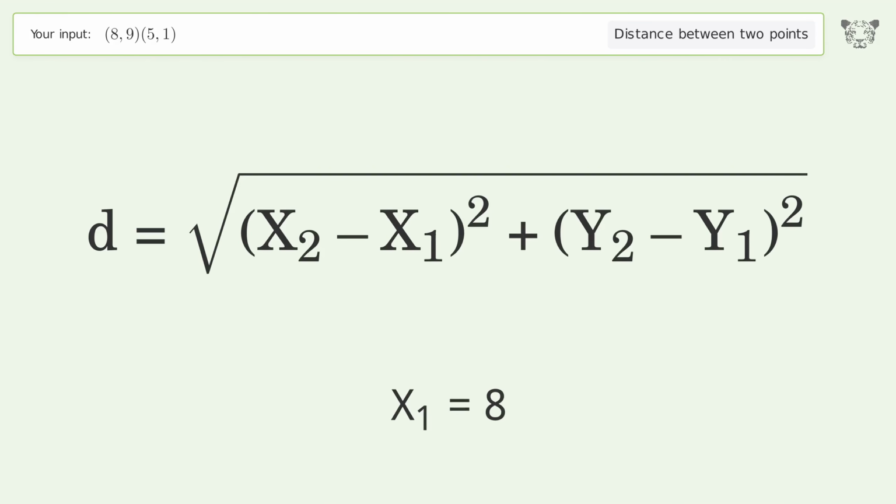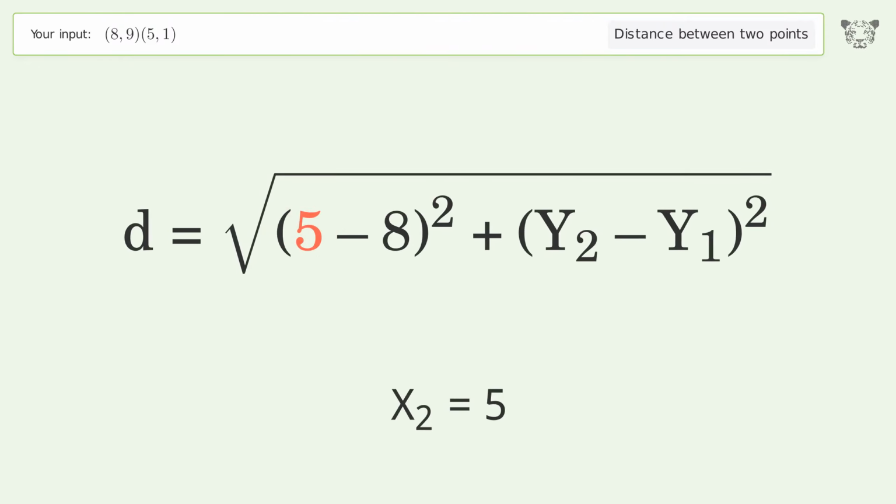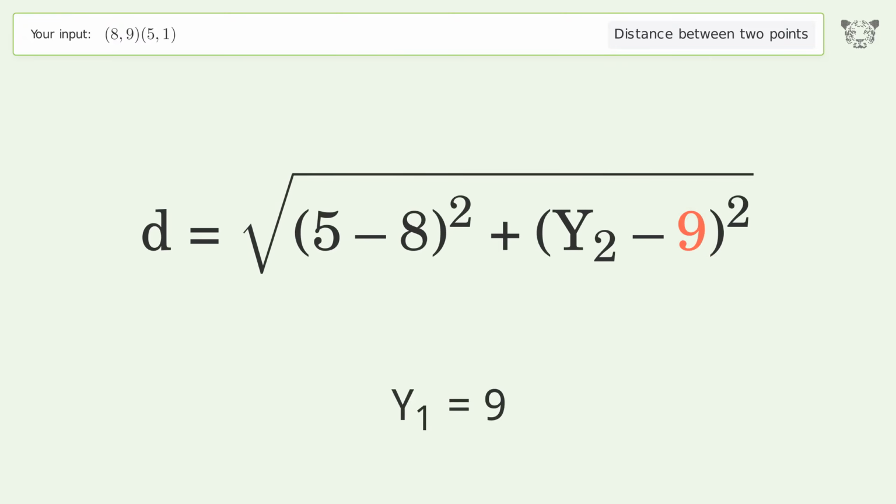x1 equals 8. x2 equals 5. y1 equals 9. y2 equals 1.